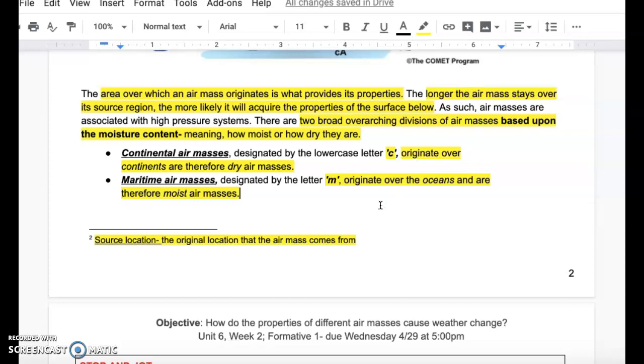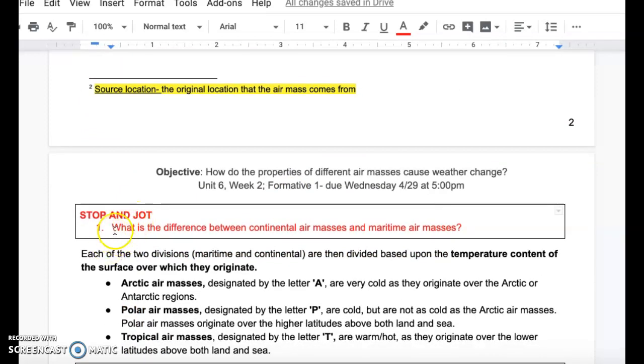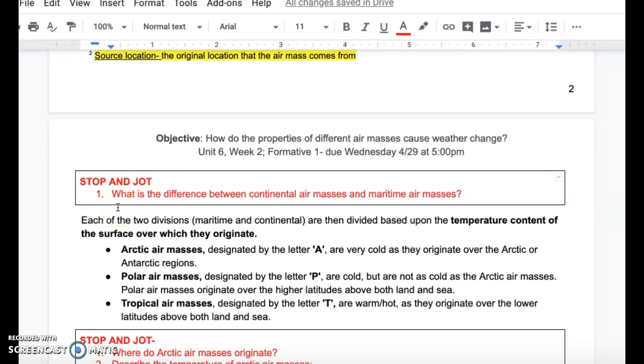That's pretty easy to remember because I know M, maritime, moist, moisture, wet. So you're gonna pause for a second and answer your stop and jot. What is the difference between continental air masses and maritime air masses? Make sure you describe where each kind of air mass originates, as well as the characteristics in terms of how dry or moist they are.